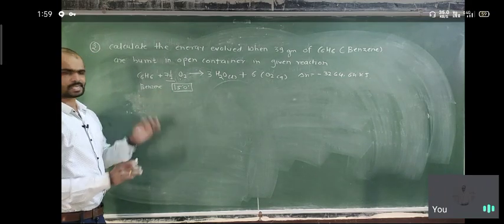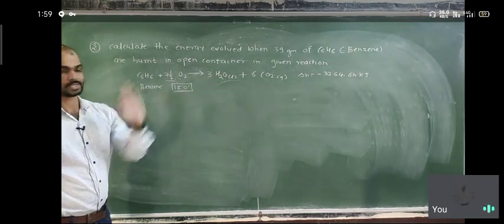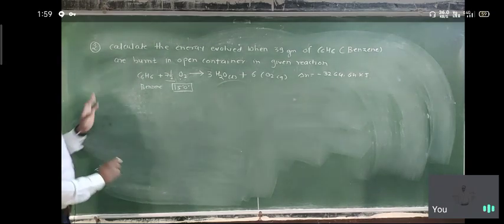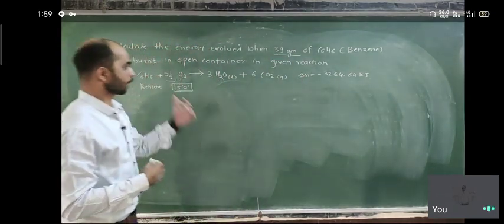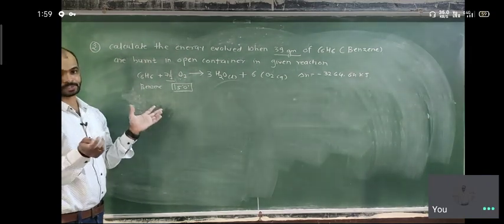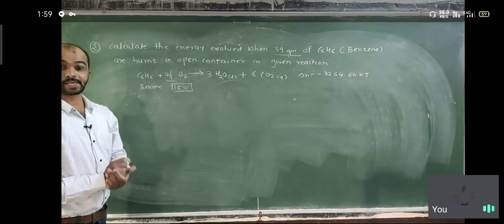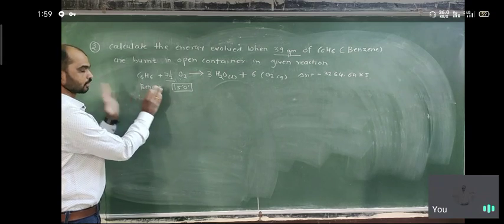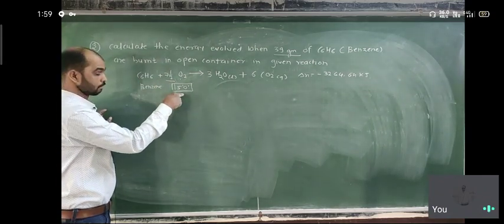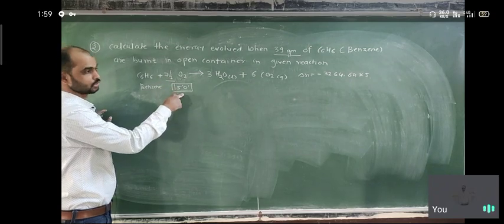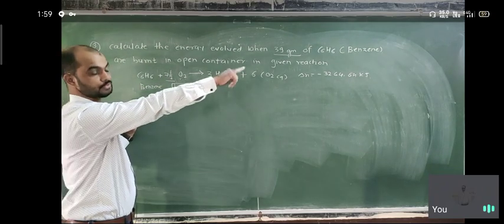This is the reaction directly given to you, and the energy is given here. What do we need to calculate? How much energy is evolved by 39 gram benzene? The reaction shows that 1 mole of benzene on combustion produces this amount of energy.